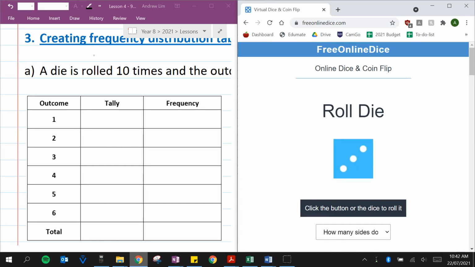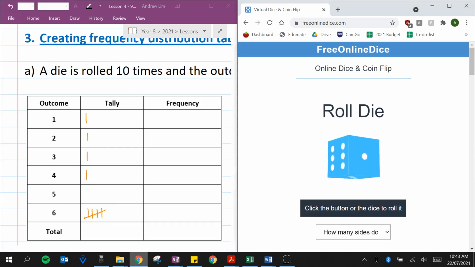So we get a 3, a 6, another 6, a 2, another 6, a 1, a 4, another 6, another 6. Okay, and so we've done it 9 times now.